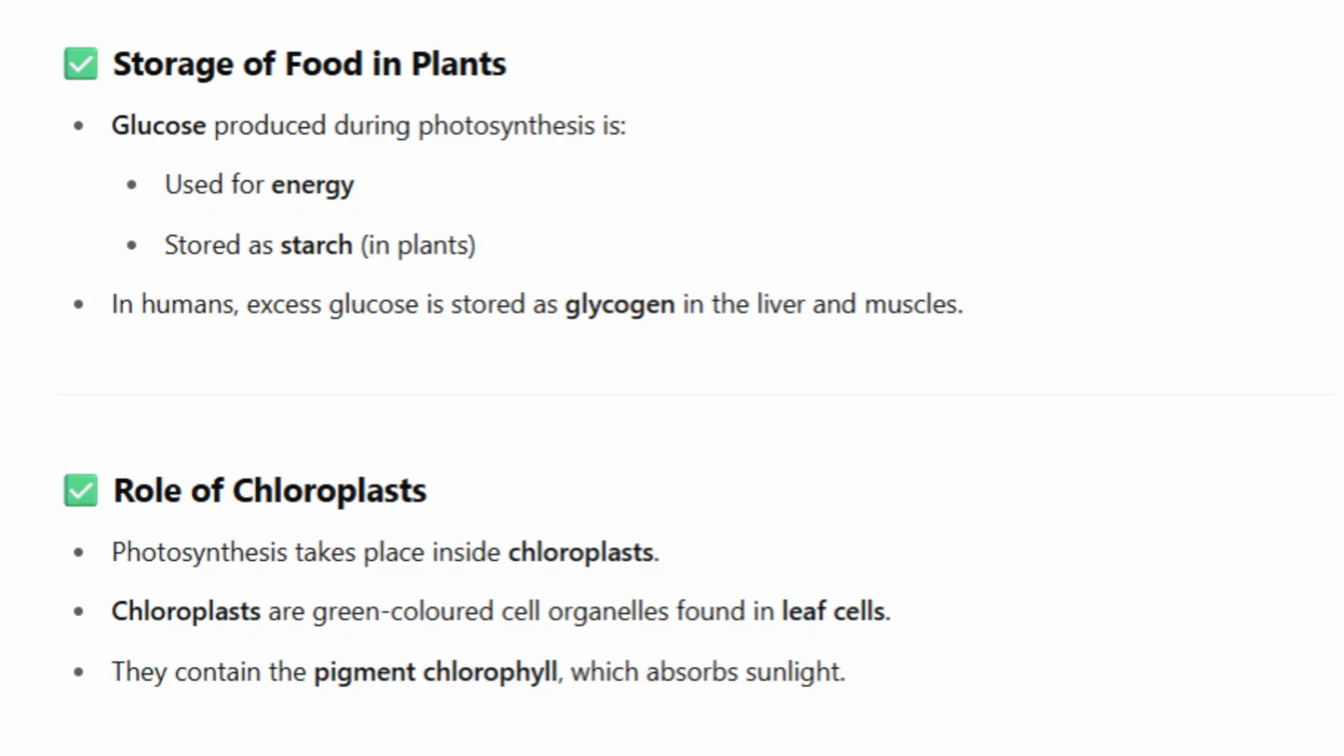Storage of food in plants. Glucose produced during photosynthesis is used for energy. It is stored as starch in plants. In humans, excess glucose is stored as glycogen in the liver and muscles.